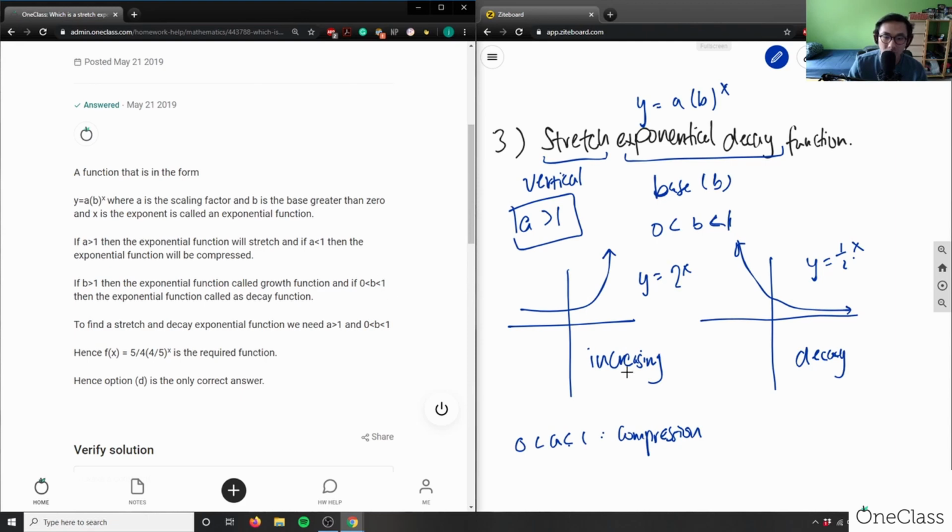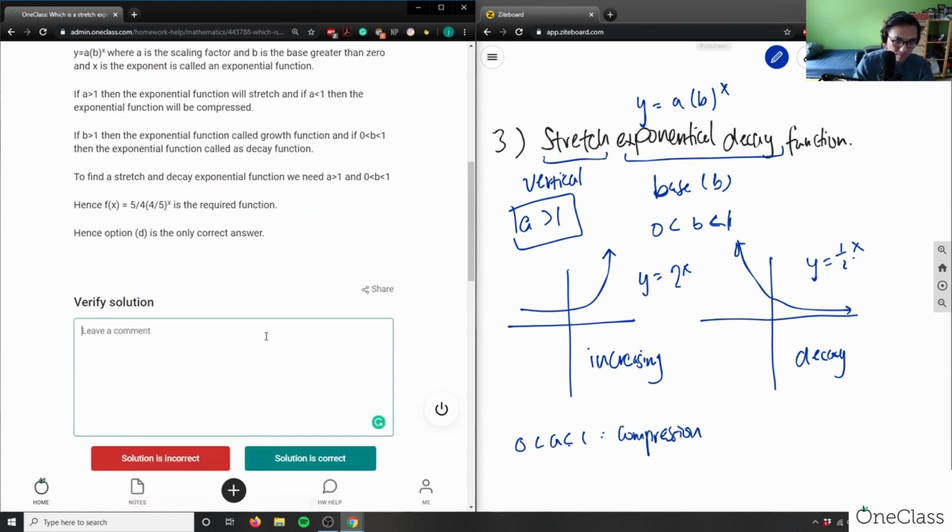That's called growth, which is another word for an increasing function. If it's between 0 and 1, it's the decay function, that's good. To find a stretch and decay function, we need a greater than 1 and b between 0 and 1. Hence, D is the correct answer. Good. This is a great solution.